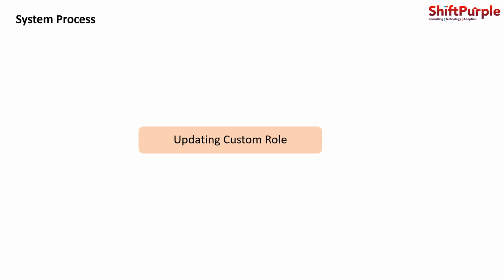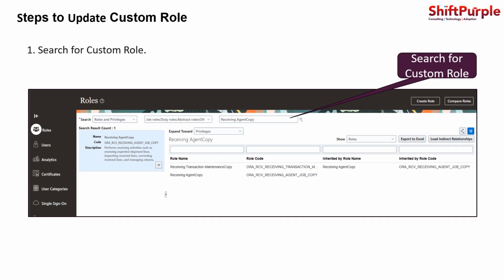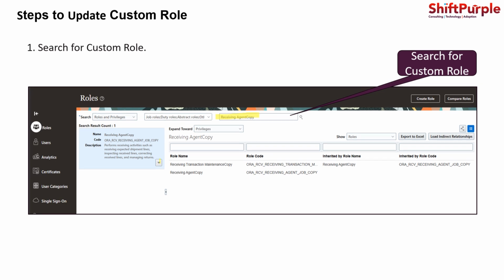Let's see how to update a custom role which we have created earlier. Once you are on the security console screen, on the left side you can see the role section. Click on that and here search with the name of the role. Once you are able to search the role, you can click on here, and then you can copy it. So we will see on the next slide.